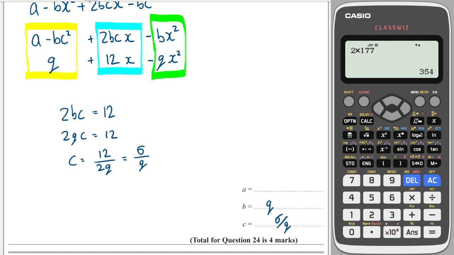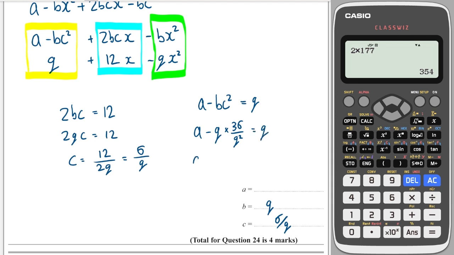And then finally I can look at the yellow box, and that tells me that a minus bc squared is the same as q. We know that b is q, and c squared is going to be 36 over q squared. So if I square that fraction of c, I square the numerator and the denominator, so I get 36 over q squared, and that's equal to q.